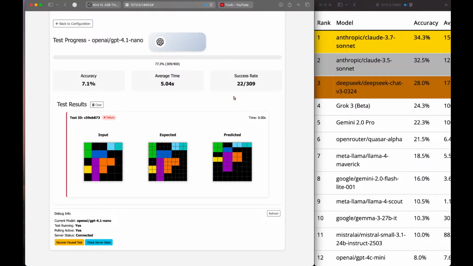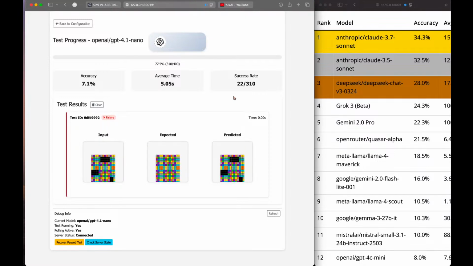Yeah, absolutely. There is no point in using GPT 4.1 over Gemini 2.5 Pro. I mean, they are miles apart when it comes to performance.